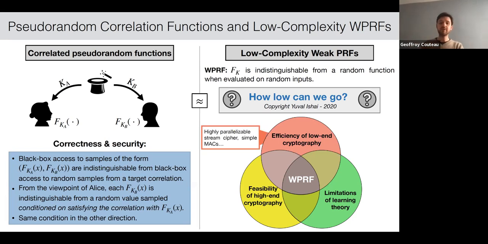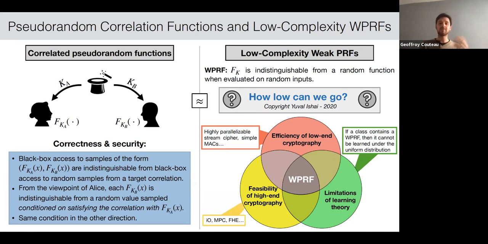But it's also very interesting for learning theory. Learning theory is the study of which functions can be learned efficiently through black box access to their input-output behavior. And if a complexity class contains a weak pseudorandom function, then it's equivalent to saying that this class cannot be learned under the uniform distribution. So it gives a negative result in the study of learning theory. It provides a limitation for this field.